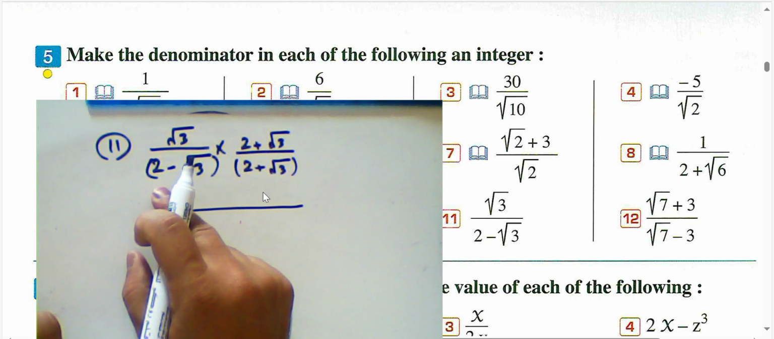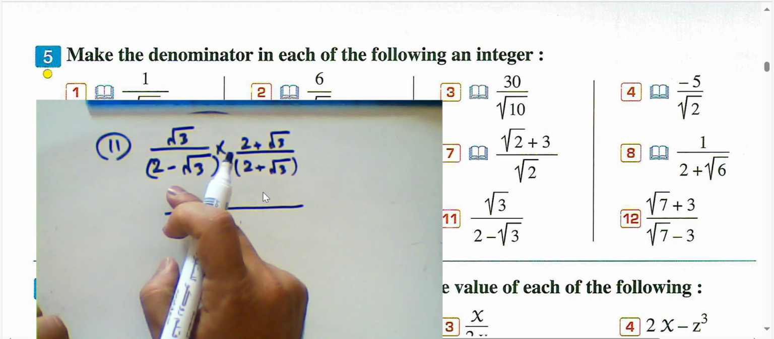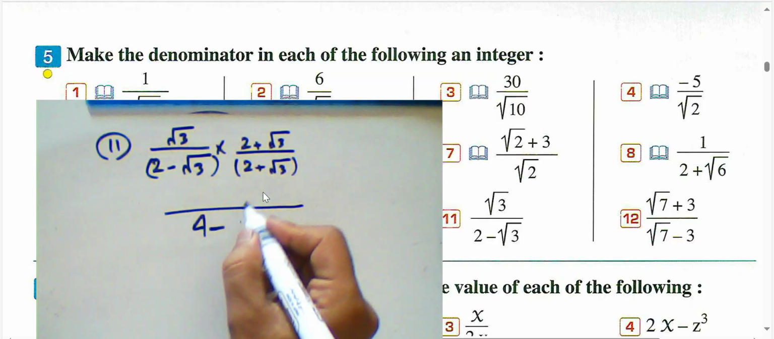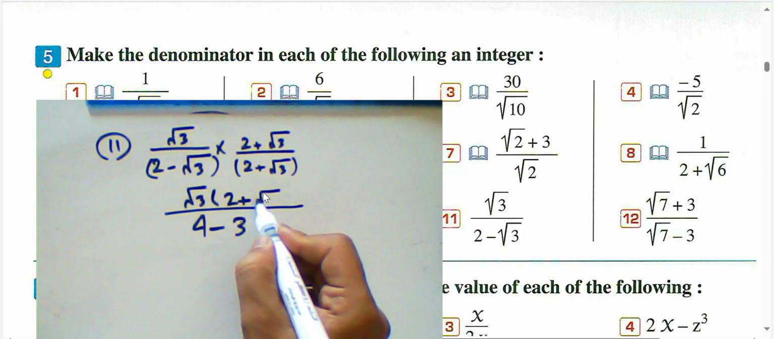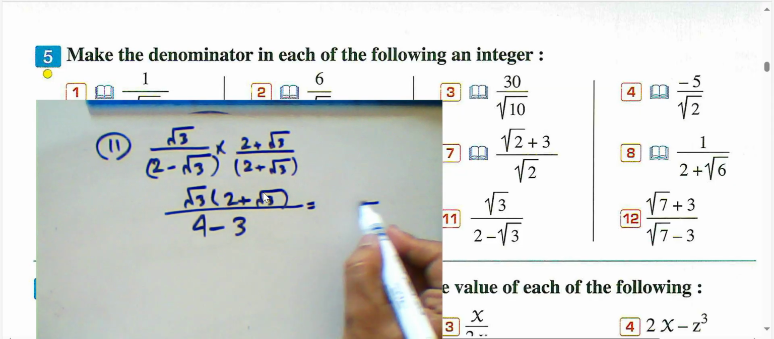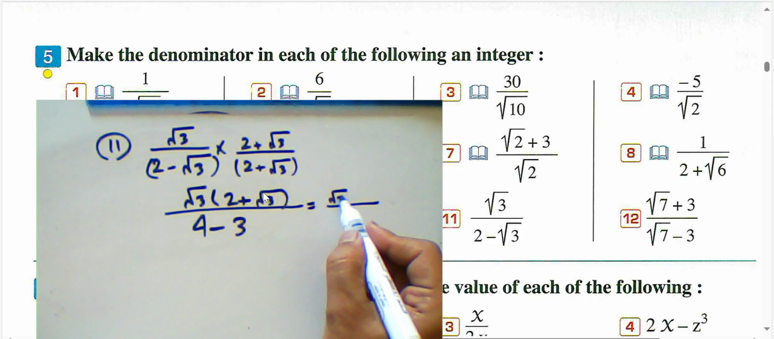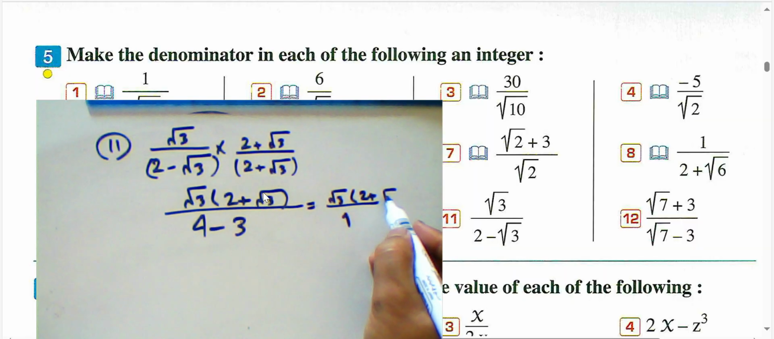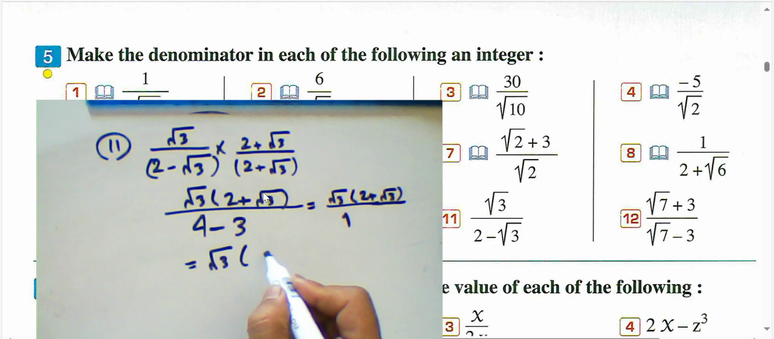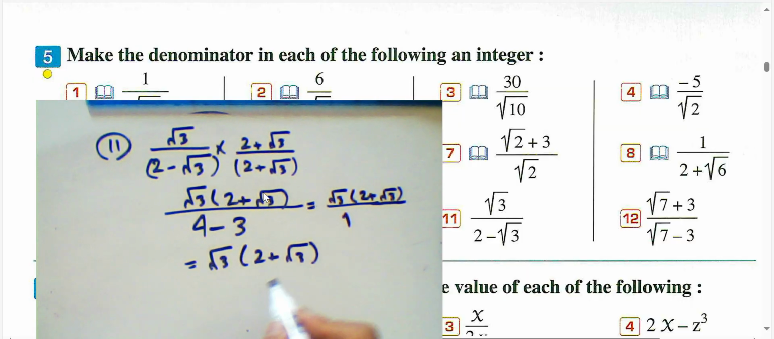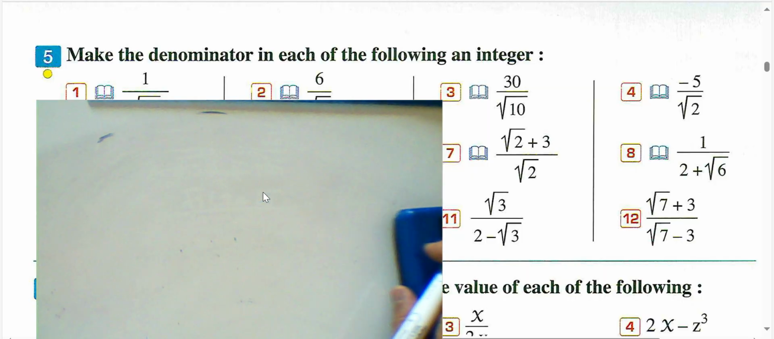We have here an expression and its conjugate. We can write first by first, it will be 4, and second by second, equal 3. And then we can write root 3 product by 2 plus root 3. And then 4 minus 3 equals 1. Then the answer here will be root 3 product by 2 plus root 3. You can use the distributive properties here. Root 3 times 2 equals 2 root 3. And root 3 times root 3 equals 3. Then the answer will be 2 root 3 plus 3.